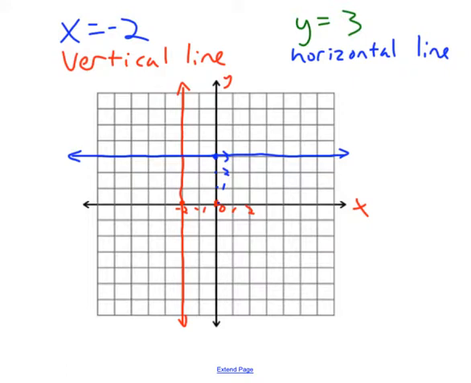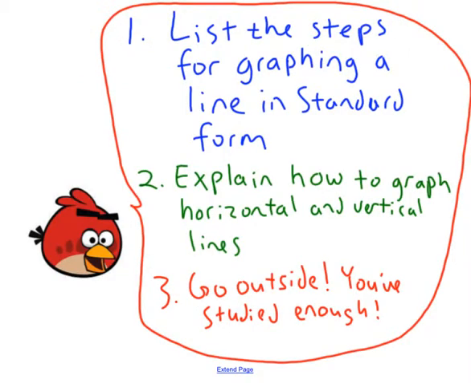All right, that is it for graphing. Some questions for you that we'd like to see tomorrow. Have these written down. I want you to list the steps. Come up with directions for yourself. List the steps for graphing a line in standard form. We saw a couple different examples, so you should be all set. And then also, I want you to explain how you graph a horizontal and vertical line. How do you tell them apart? How can you remember which one is horizontal and which one is vertical?